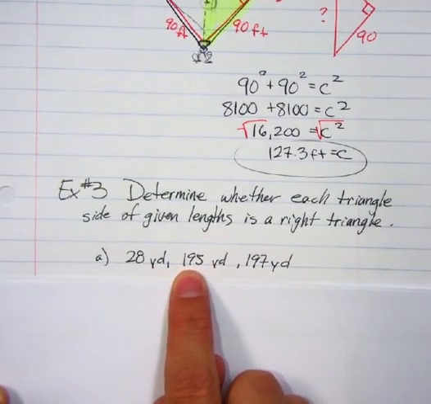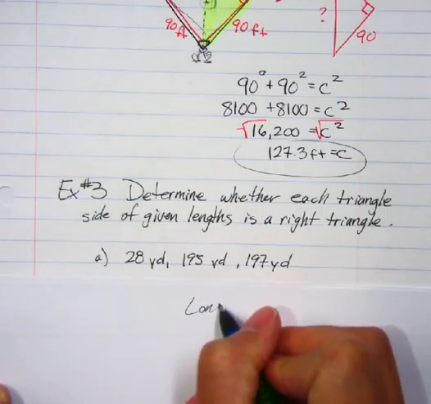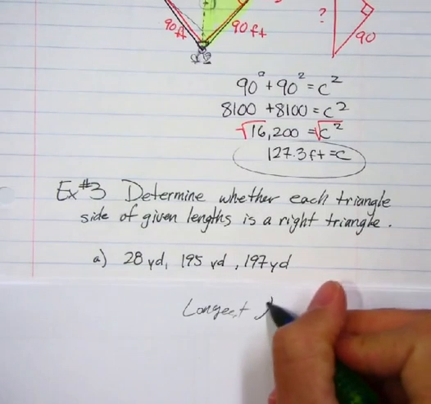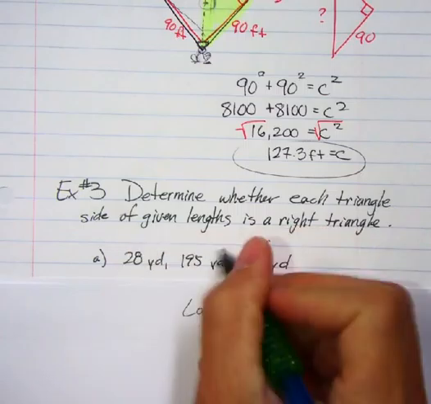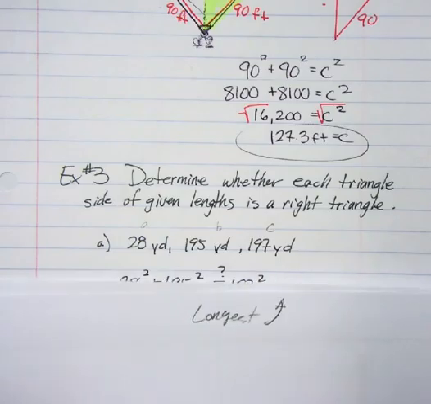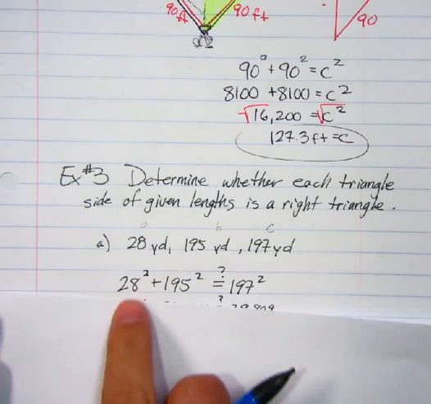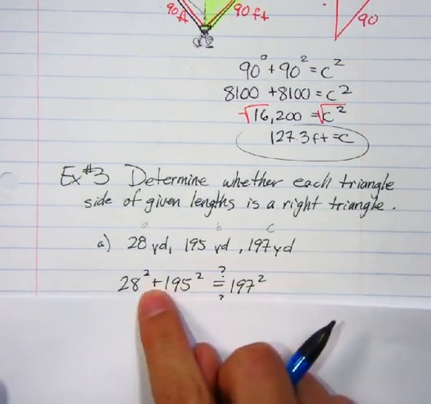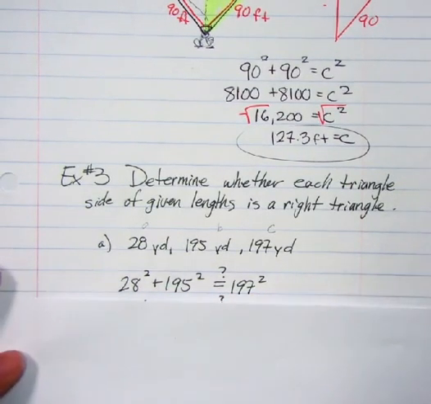28, 195, and 197. Which one is the hypotenuse? Which is the longest number? The longest side in this particular instance is 197. So I know that has to be C. Okay, and these two, I don't care which one's A or which one's B, so I'll just say A and B. And so what I want to do now is figure out, does this work out? 28 squared plus 195 squared, does that equal 197 squared? Well, I don't know. Let's figure it out.